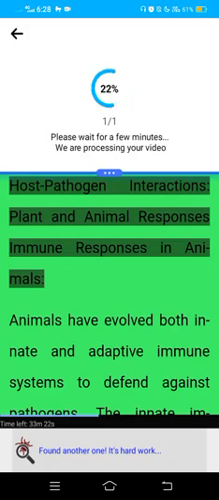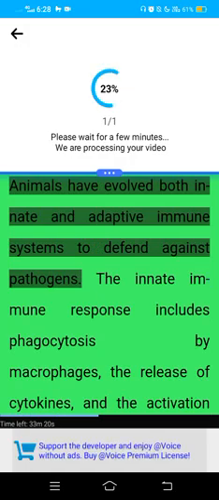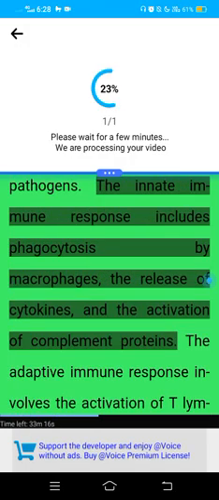Host pathogen interactions. Plant and animal responses. Immune responses in animals. Animals have evolved both innate and adaptive immune systems to defend against pathogens. The innate immune response includes phagocytosis by macrophages, the release of cytokines, and the activation of complement proteins.